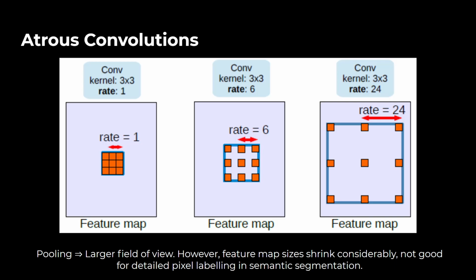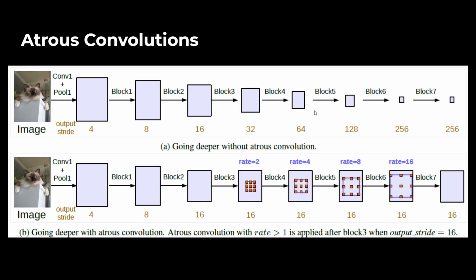The good thing about Atrous convolutions, some people might also refer to this as dilated convolutions, is that it gives you a larger field of view. So it does exactly the same thing as pooling. You're able to see more of the image. However, the good thing about this is it won't shrink the image considerably, and this gives you a precise image. Let me explain what exactly I mean by that.